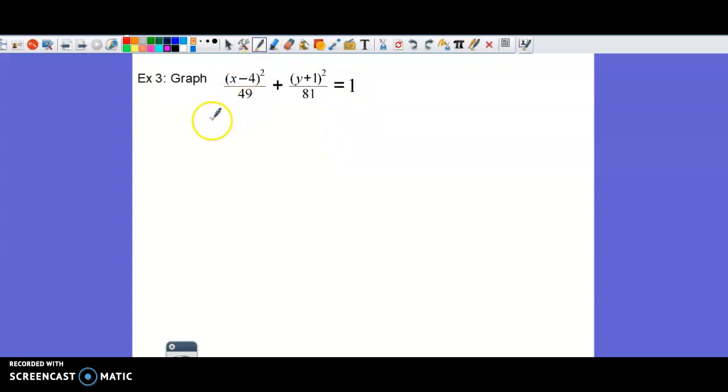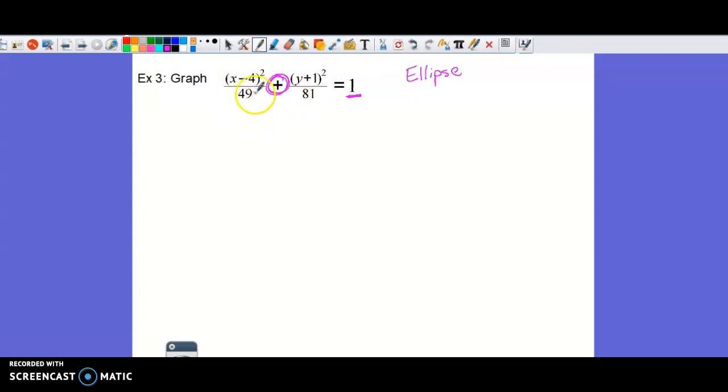So we're resuming our graph of ellipses. Just a reminder that if we have an ellipse, there's a couple things that you'll notice: the plus and the equals 1 over here are your clues that you have an ellipse. So a few other pieces.